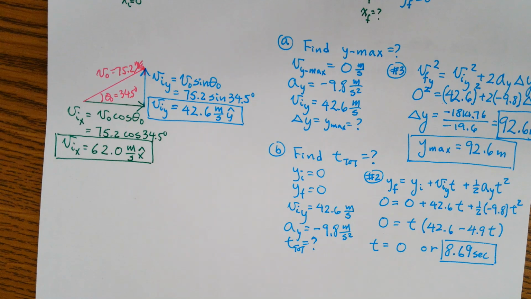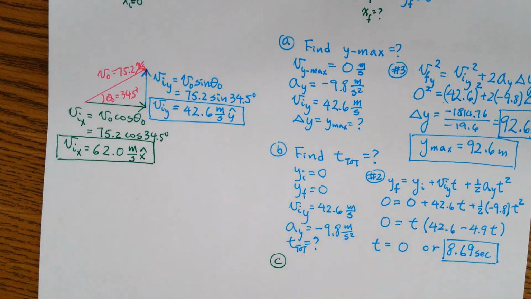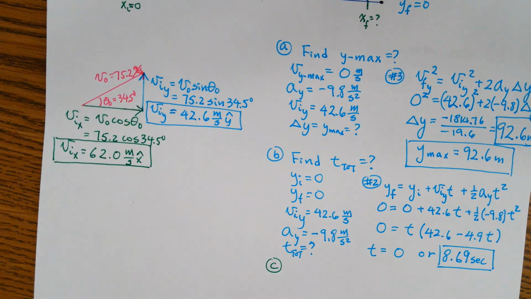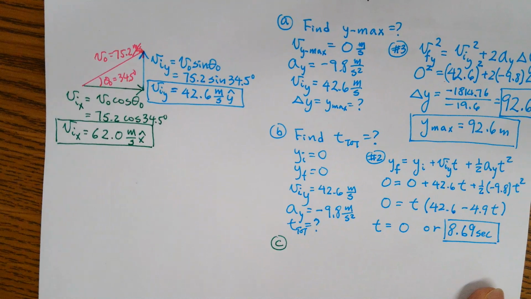That was good. What about C? The total horizontal distance covered. That is the range, right? Well, there are so many ways to do that. One way would be, since you know your delta y is 0, you could use your range equation. You could have done that if you wanted to.